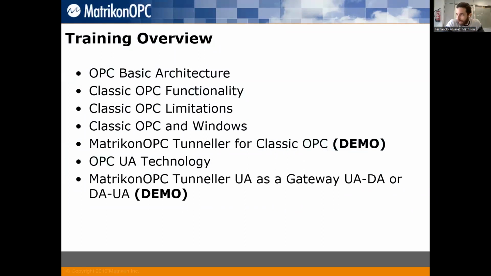We will talk about OPC Classic. As you know, in the OPC technology we have two different standards: OPC Classic, and its evolution, OPC UA. We will talk about the limitations that OPC Classic has, and its connection with Windows. With these limitations in mind, we will then explain the MatrikonOPC Tunneller solution, and from there, in the demo part of the training, we will play with the software and make some simulations of typical situations that we can have in industrial connectivity projects.